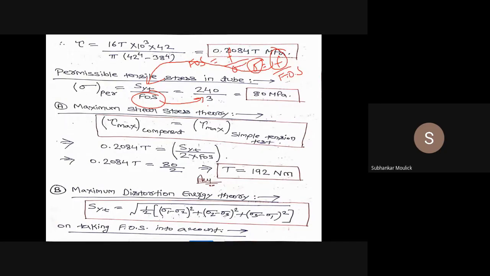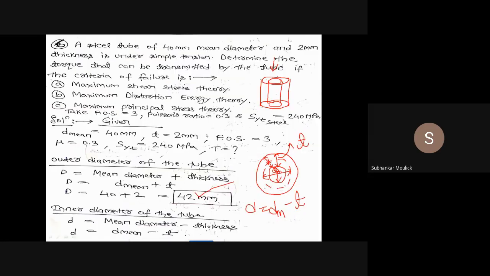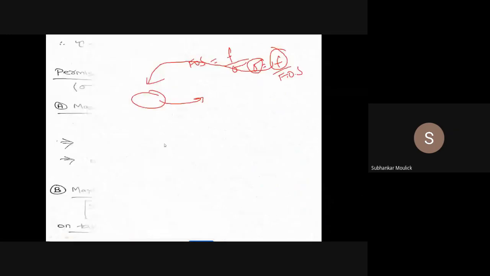And while designing, as a designer, you need to keep in mind that the stress value which you are calculating from the given data should be within this 80 megapascal limit value. Is it clear? Yes, sir. Okay. So now we need to find out the torque transmitted by the steel tube firstly by maximum shear stress theory of failure. Okay.